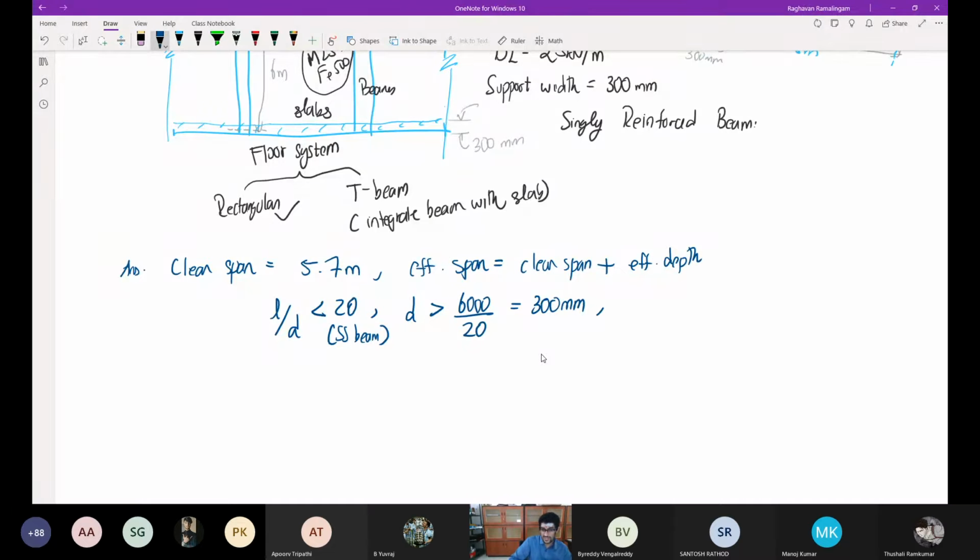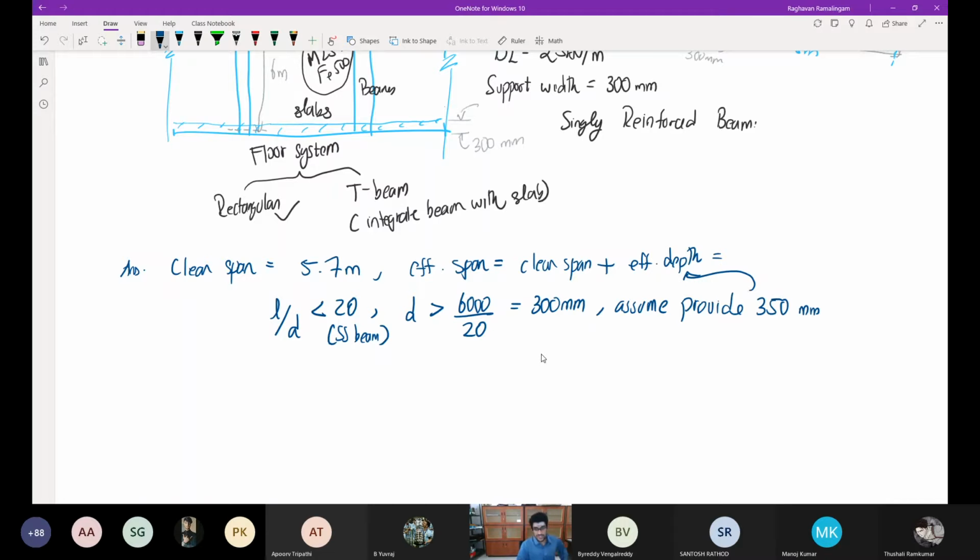Let us assume that we are giving... assume you provide. Always, whatever you get, make it a little more than that, so that later you will not have much problems. Okay. So you put this in here.